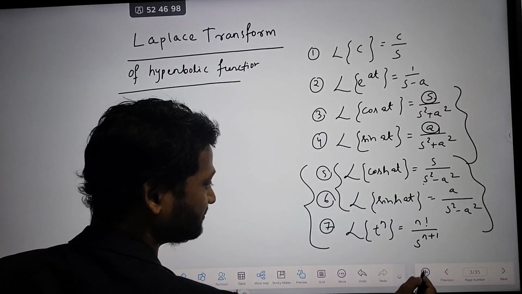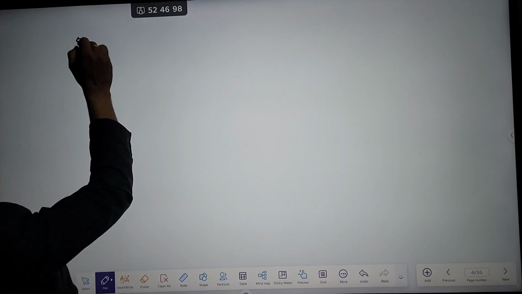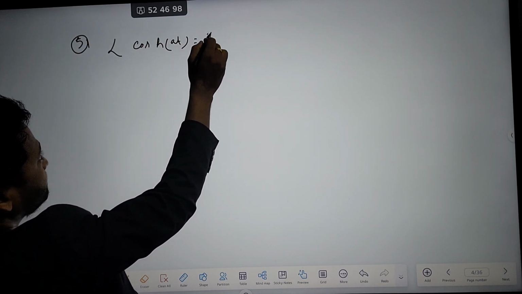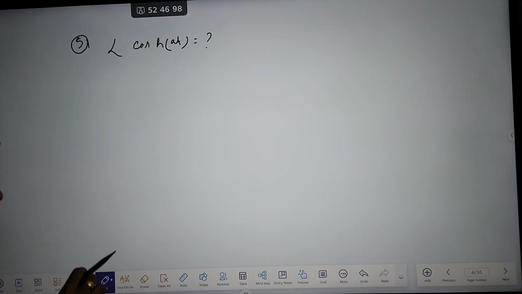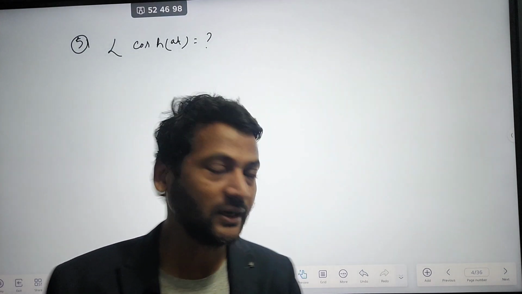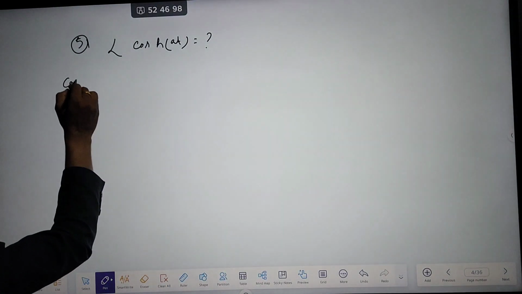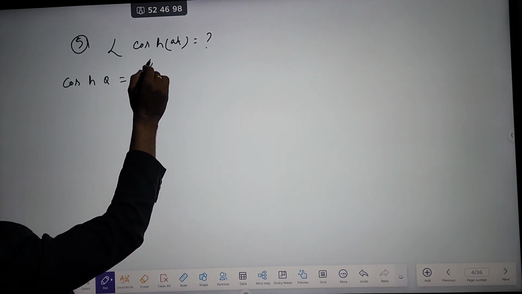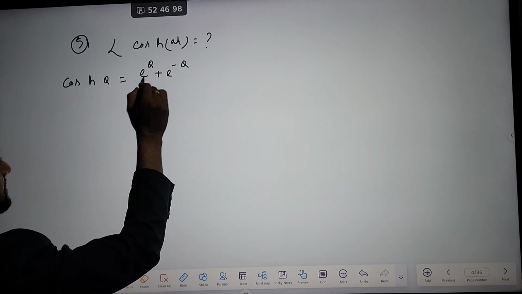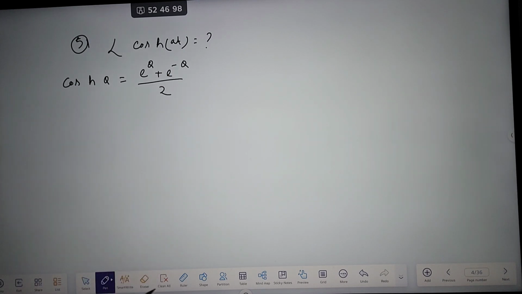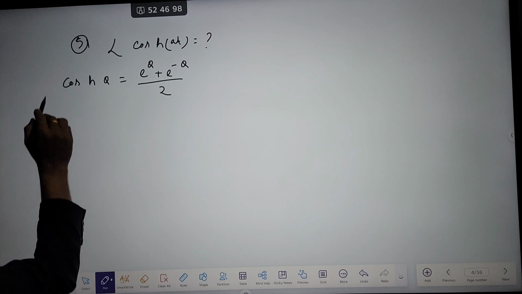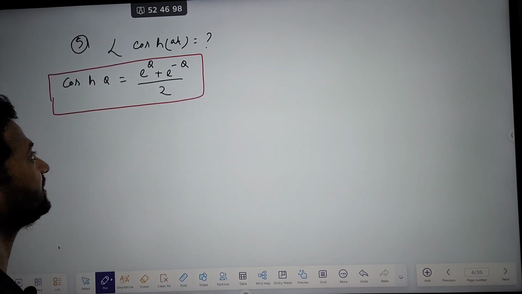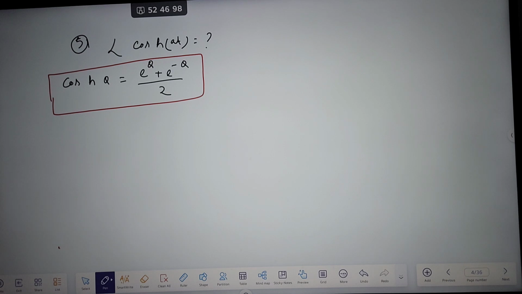So coming to this formula, formula number 5, Laplace of cos h at. For that you should know one formula, that is cos h theta. What is its formula? e to the power theta plus e to the power minus theta by 2, that you know from trigonometry. What is the formula of the cos hyperbolic function? cos h theta is equal to e to the power theta plus e to the power minus theta by 2.